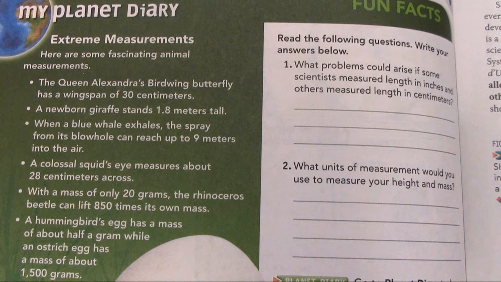With a mass of only 20 grams, the rhinoceros beetle can lift 850 times its own mass. A hummingbird's egg has a mass of about half a gram, while an ostrich egg has a mass of about 1,500 grams.